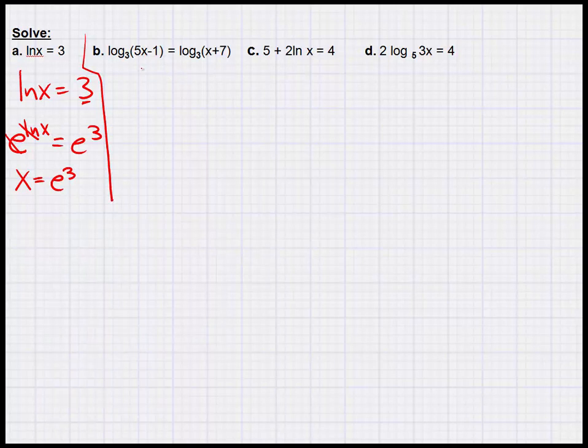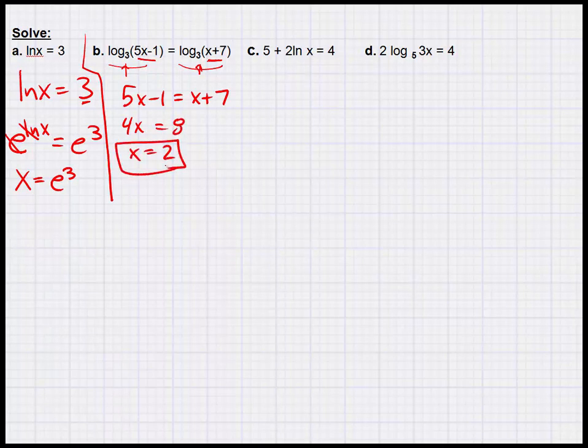Next one. This one, we can use the one-to-one property. If you look at it, it's got one log equal to another log. The bases are the same. So this is a case where the one-to-one property does work. In rare occasions, it will work. So I'm not going to try an inverse property here. I can just set these things, 5x minus 1 equal to x plus 7, and solve for x. If I subtract x, I get 4x. I add 1, I get 8. x equals 2. There's my answer.